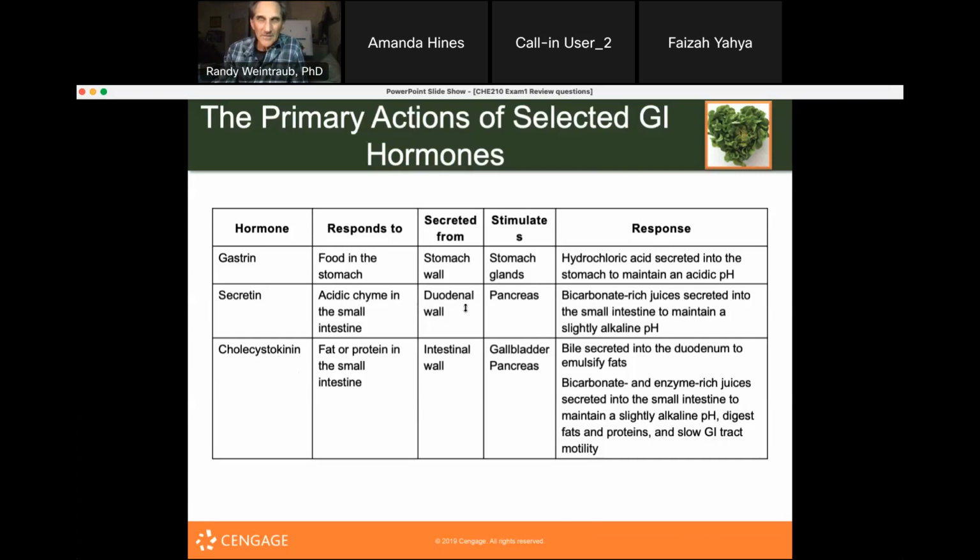Originally it stimulates the pancreas to put out that neutralizing bicarbonate juices, pancreatic juices. Cholecystokinin, also called CCK, acts when there's fat or protein around that needs bile to be delivered. So the CCK stimulates the gallbladder for the bile and the pancreas for the enzymes and the bicarbonate.